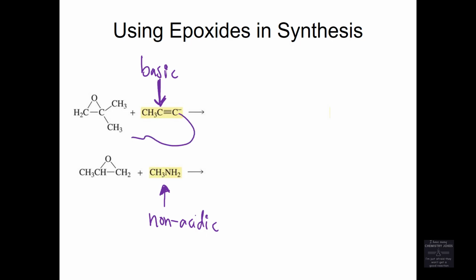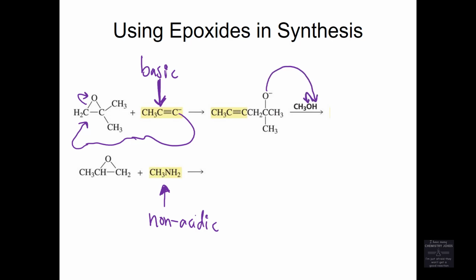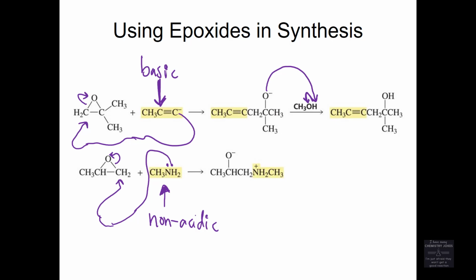What does that mean? It means attack the least substituted side, like so. There's the product according to our book. Attack the least substituted side. You get an O minus. O minus goes through acid workup, some sort of proton source, solvent, something, to give you the neutral alcohol. This amine is my nucleophile, and I attack the least substituted side, like so, to give me this product.